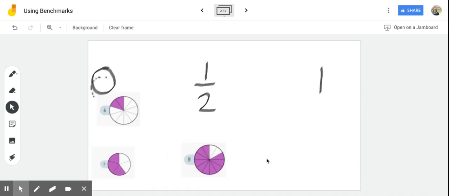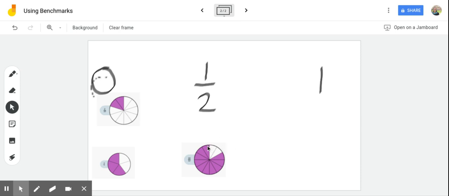I have another fraction. This fraction is 10/12. Pause the video and see if 10/12 is closest to 0, 1/2, or 1 whole, and then come back and check.